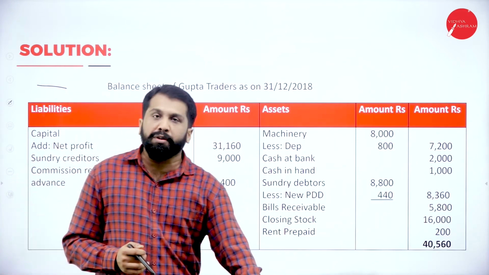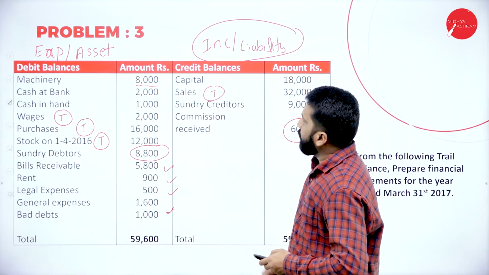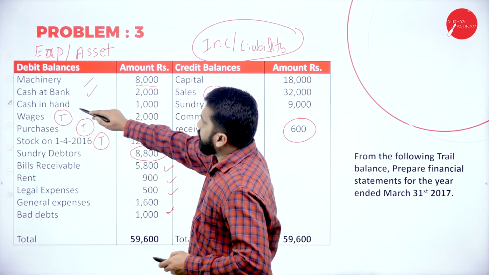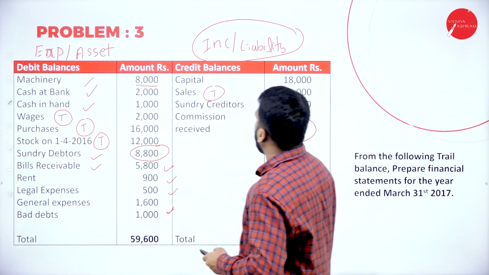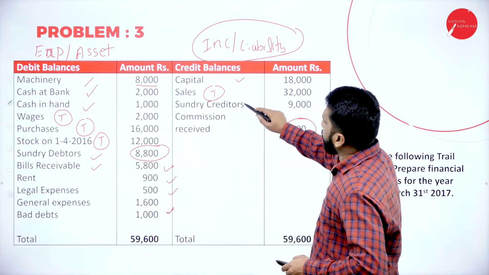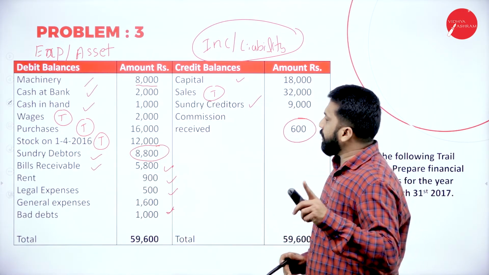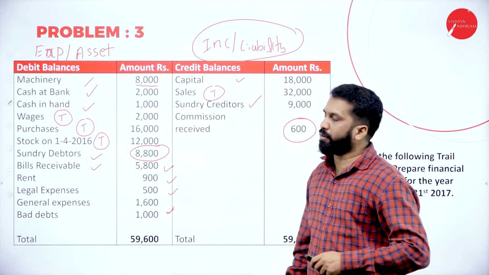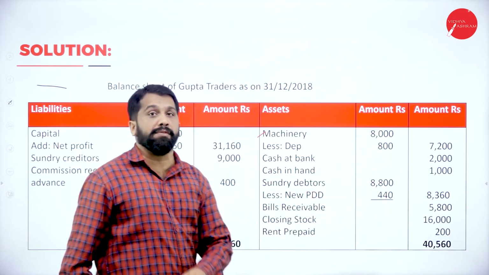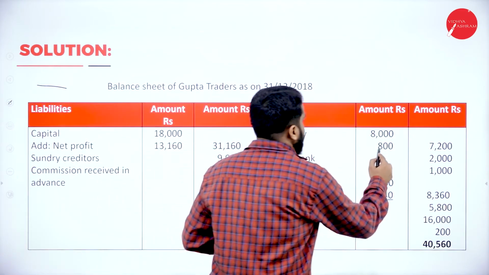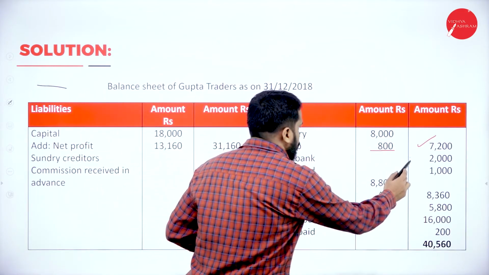Now, whichever we have mentioned as asset, I'll go back to the question. See, machinery is asset, cash at bank asset, cash in hand asset, debtors asset, bills receivable asset, while capital and creditors are liability. Yes, almost we have completed everything. Remember, you should not leave even a single thing from this table. Now in the balance sheet, we have taken machinery. Along with machinery, we have depreciation. 8,000 minus 800, your answer 7,200.